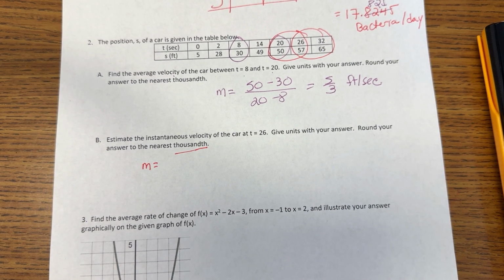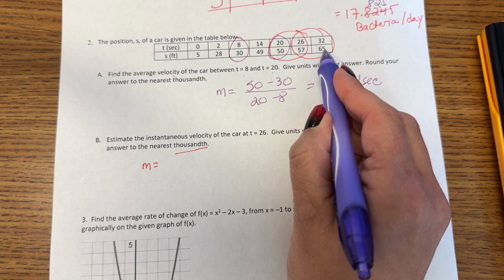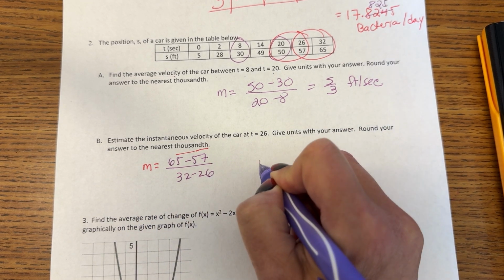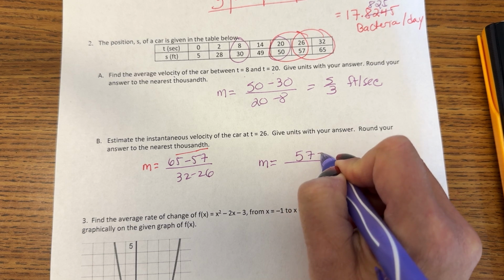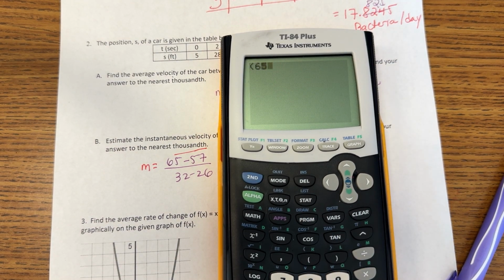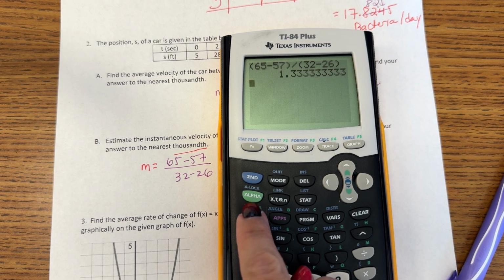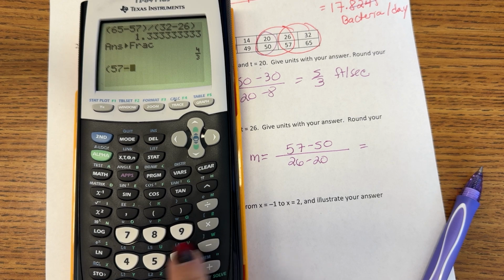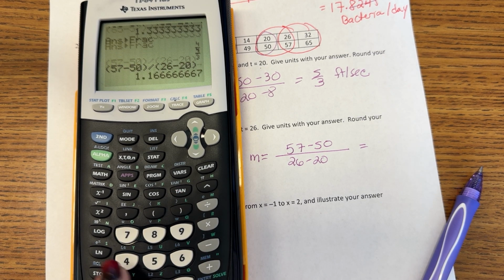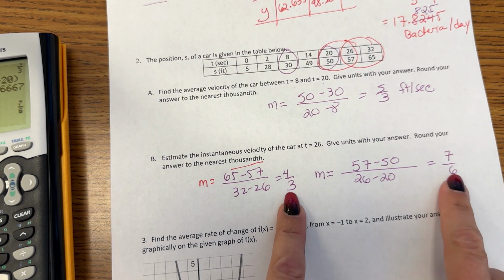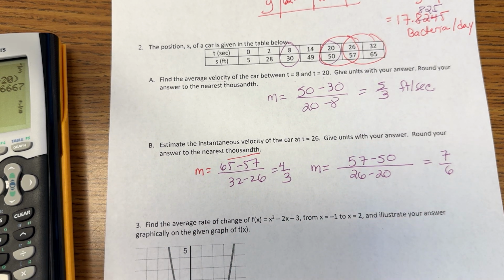Okay, so now I'm going to do that correctly for this one. So the slope on the right, we got 65 minus 57 divided by 32 minus 26. And the slope on the left, 4/3. And the other is seven sixths. So the instant rate of change is going to be between these two slopes. So I'm going to add them and divide by 2.